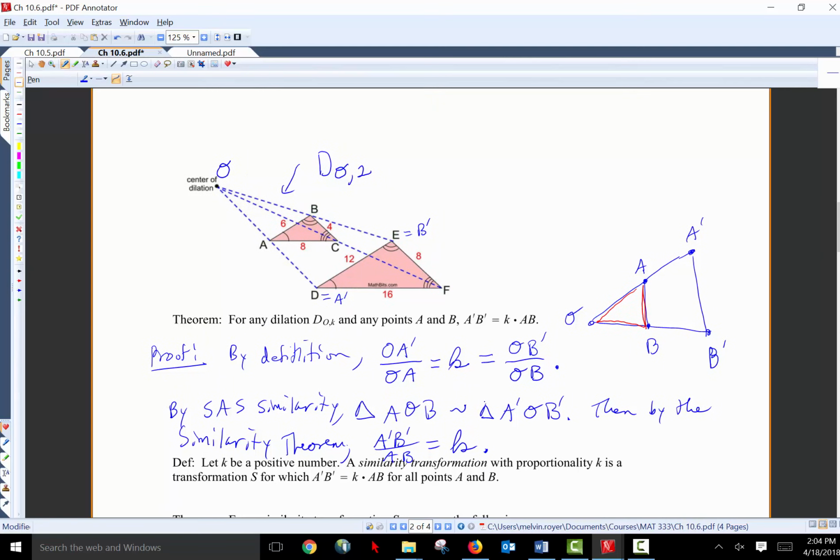And you can think about a dilation again like rings around the circle, and everything is just expanding outward in all directions if K is greater than 1, or crunching inward around the origin if K is between 0 and 1.